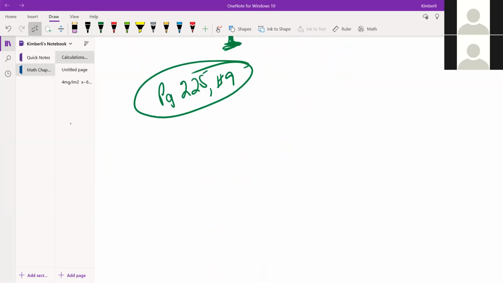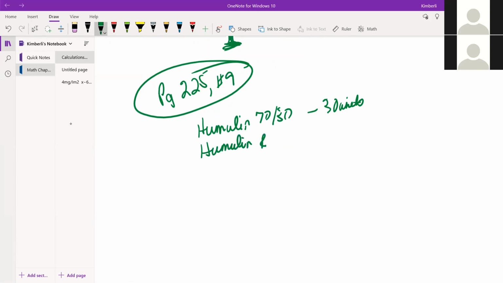And number 9 says, a physician orders 70/30, 30 units, and Humulin R, 22 units, QAM. So this is going to be every morning. So what vials of medication should be used to supply this medication? D.